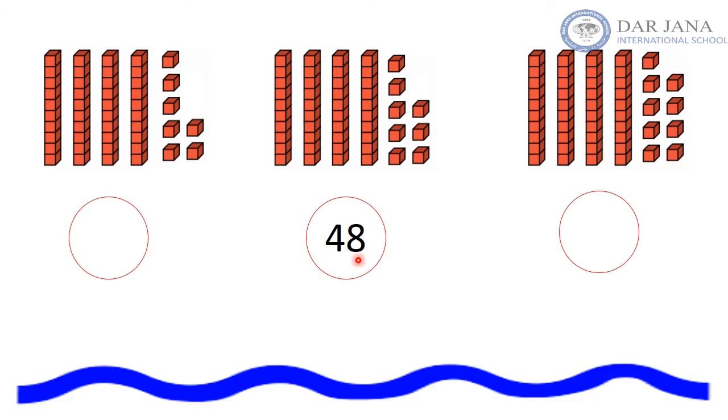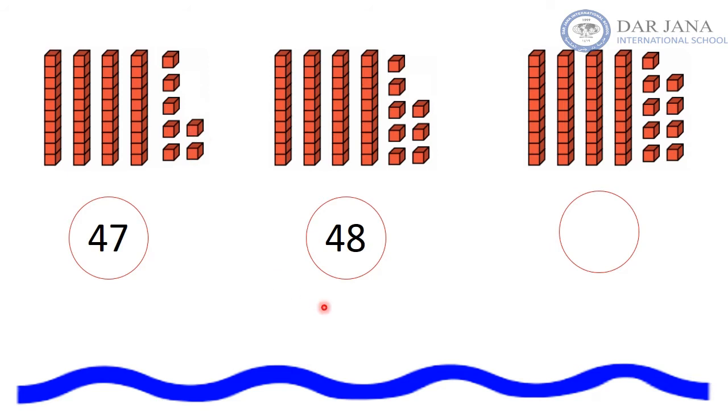When we say 1 less, less means count back 1. So we have to count back 1. We have 8. Let's count back 1. 8, 7. So it will be 47. Let's check. Over here we have 8 ones. 1, 2, 3, 4, 5, 6, 7, and 8. 1 less will be 7. 1, 2, 3, 4, 5, 6, and 7.